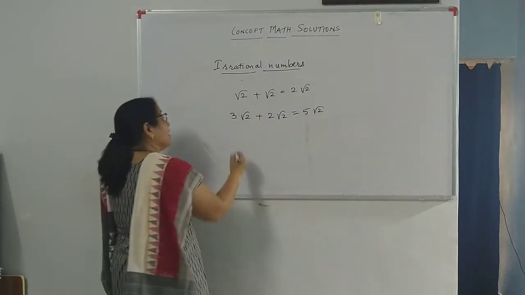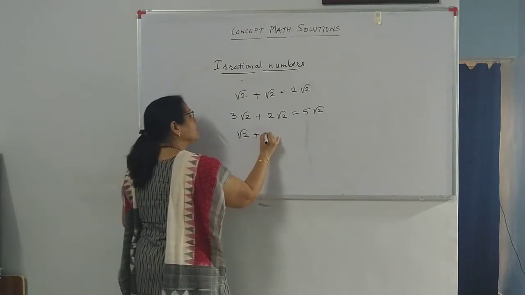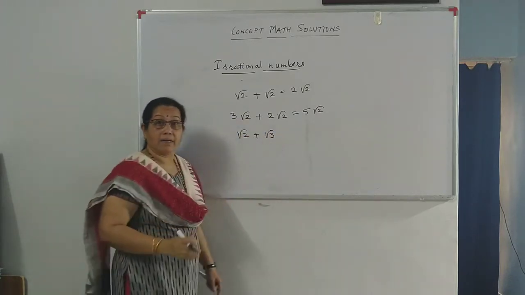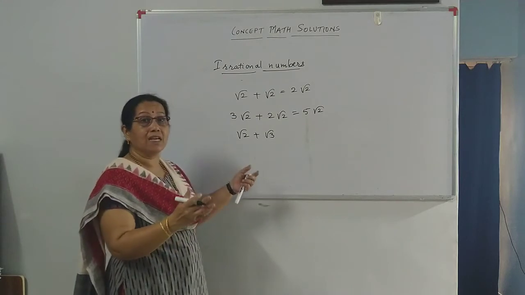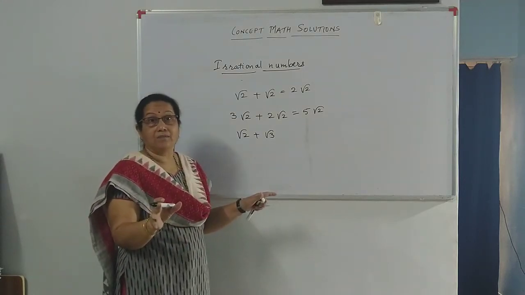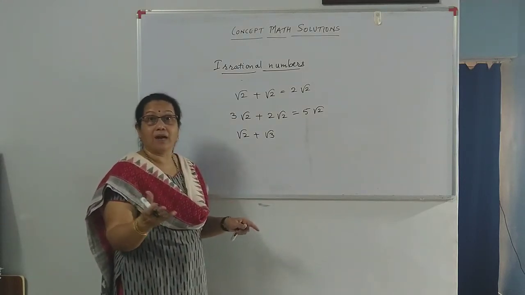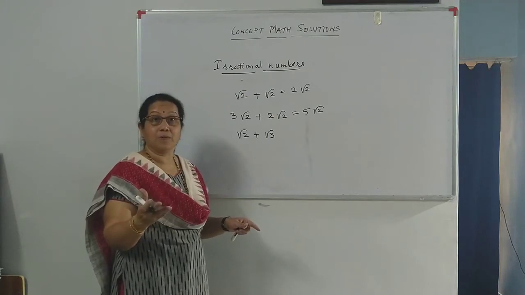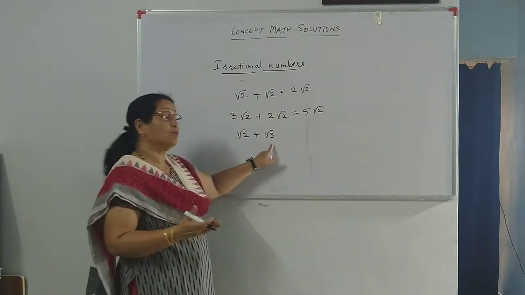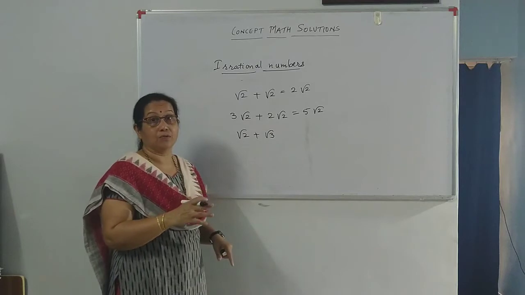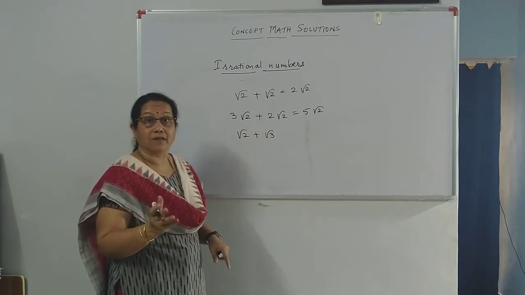But if I have root 2 plus root 3, I cannot add it, because root 2 and root 3 are unlike terms, like x plus y. You can't add, you keep x plus y as x plus y. So root 2 plus root 3 remains root 2 plus root 3. You cannot add it further.